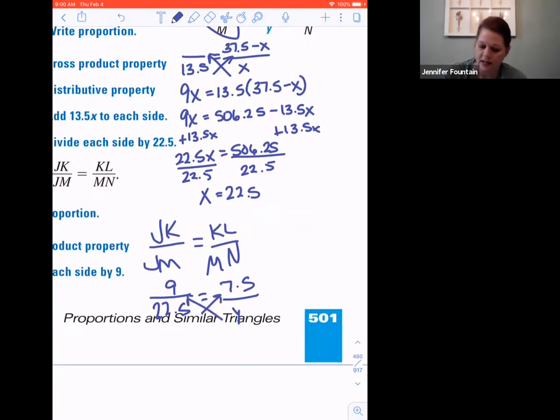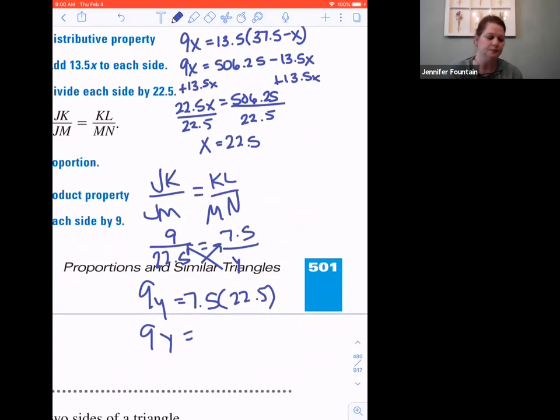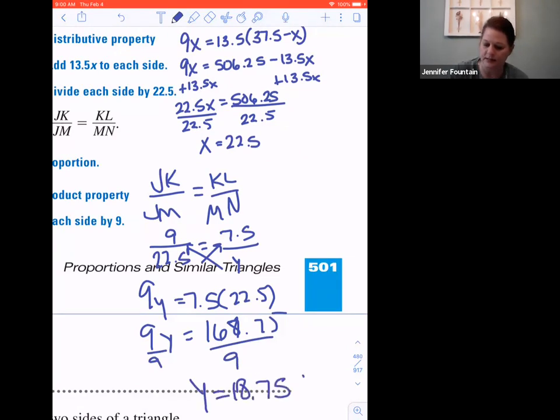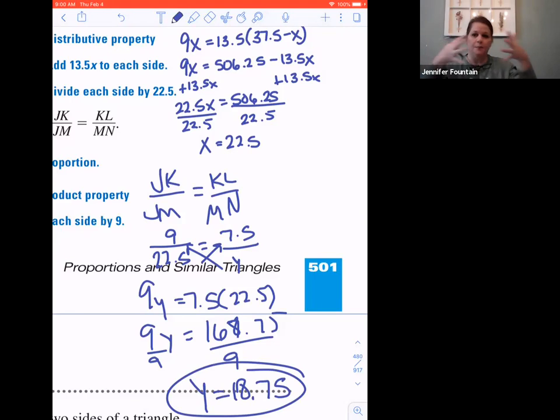Now I cross multiply, and 9y is equal to 7.5 times 22.5. 7.5 multiplied by 22.5 is 168.75. Divide by 9, and y equals 18.75.